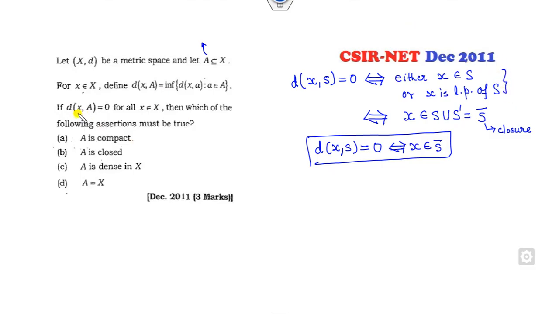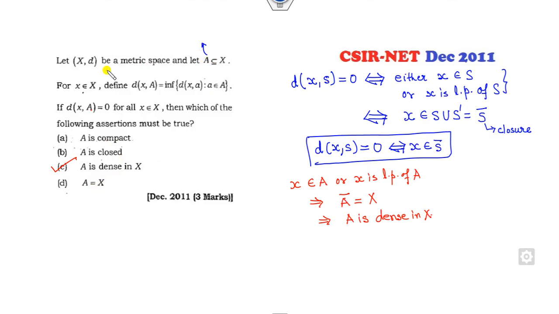Now look at that. d(x, A) is 0. In this case S is my A. It means either x belongs to A or x is a limit point of A. What does it mean? The closure of A is the whole space. What is the definition of this? A is dense in X. Now you have to think about whether A is equal to X.